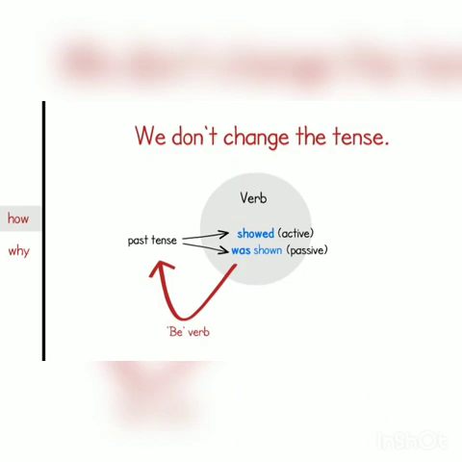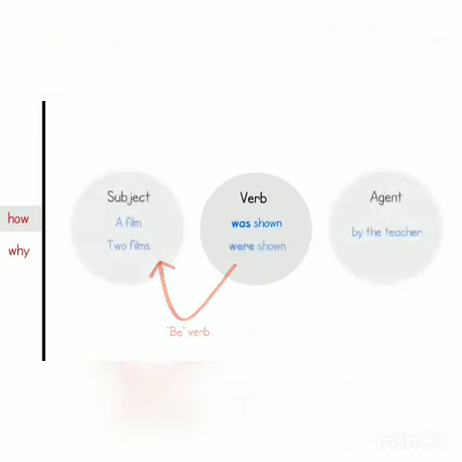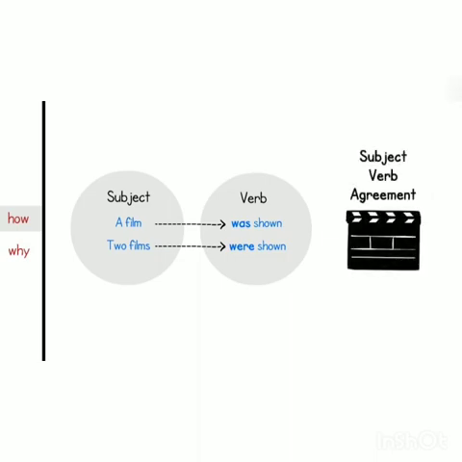Considering all this, we understand that the passive form is created by the pattern of helping verb and past participle. For example, you see again, a film was shown by the teacher, or two films were shown by the teacher. Remember, students, if the subject is singular, the verb is singular. But if it is plural, the verb is plural. Was and were. Here comes concord, the subject-verb agreement.